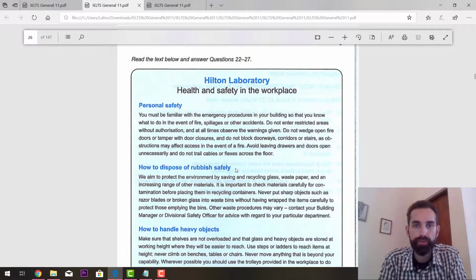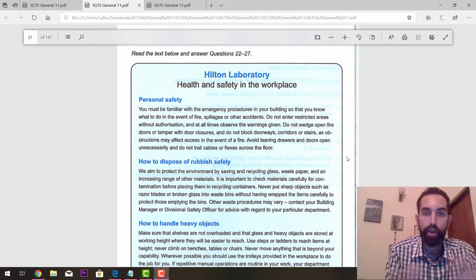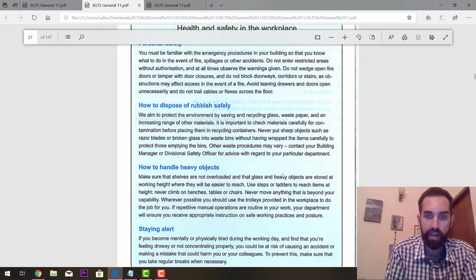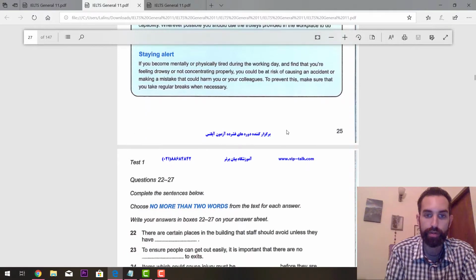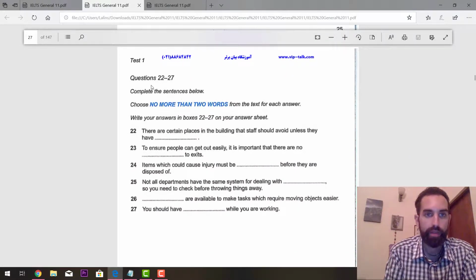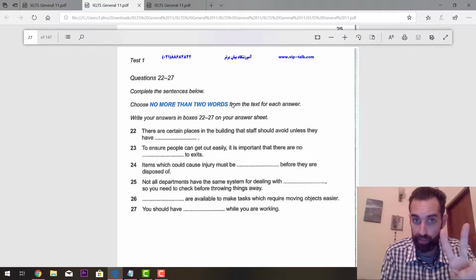Okay, now before we go through this reading passage, obviously, we should have a look over questions 22 to 27. So let's have a read through here. Complete the sentences below. Choose no more than 2 words from the text for each answer. In this case, instead of like before, they said choose no more than 3 words. Now it's no more than 2 words.